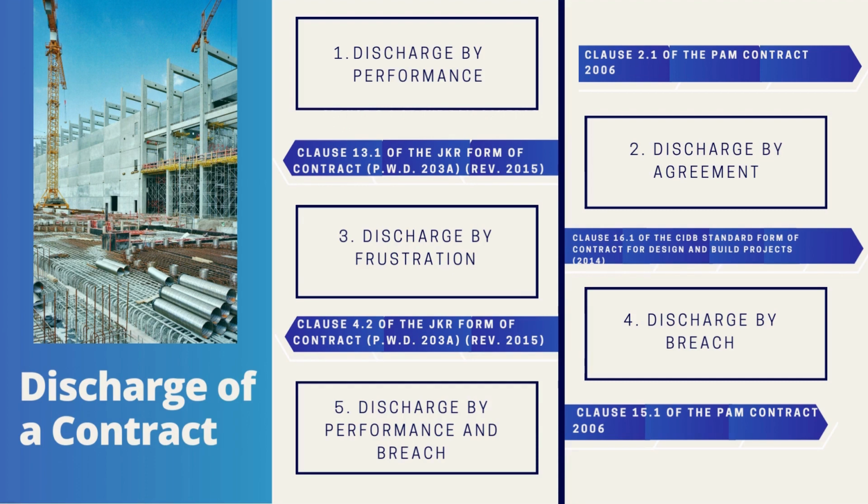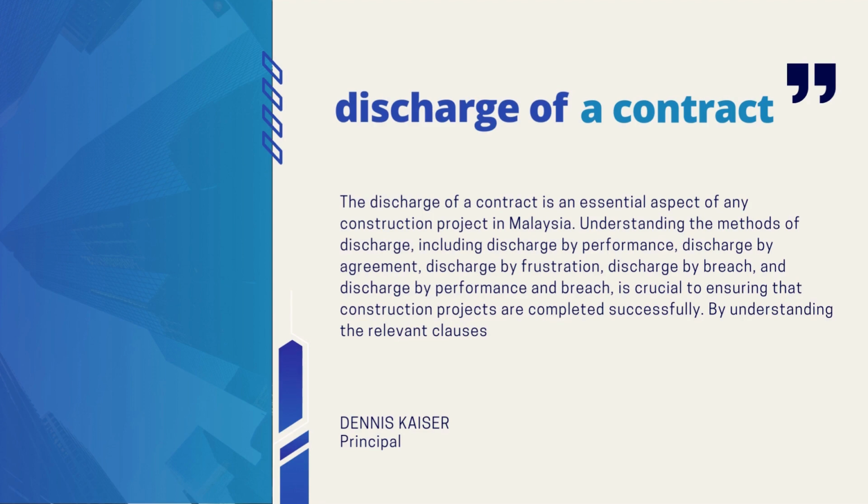If the architect breaches the contract, but the contractor has completed the works according to the contract, then the contract is discharged by performance and breach. The discharge of a contract is an essential aspect of any construction project in Malaysia. Understanding the methods of discharge, including discharge by performance, discharge by agreement, discharge by frustration, discharge by breach, and discharge by performance and breach, is crucial to ensuring that construction projects are completed successfully.